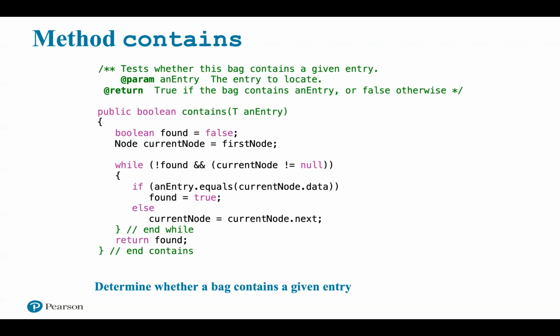When searching an array, we use an index. To search a chain, we use a reference to a node. So just as in the method getFrequencyOf, we use a local variable currentNode to reference the node that we want to examine. Initially, we set currentNode to firstNode and then to currentNode.next as we traverse the chain. However, instead of traversing the entire chain like getFrequencyOf does, we loop. Our loop iterates until either we find the desired entry or currentNode becomes null, in which case the entry is not in the bag.